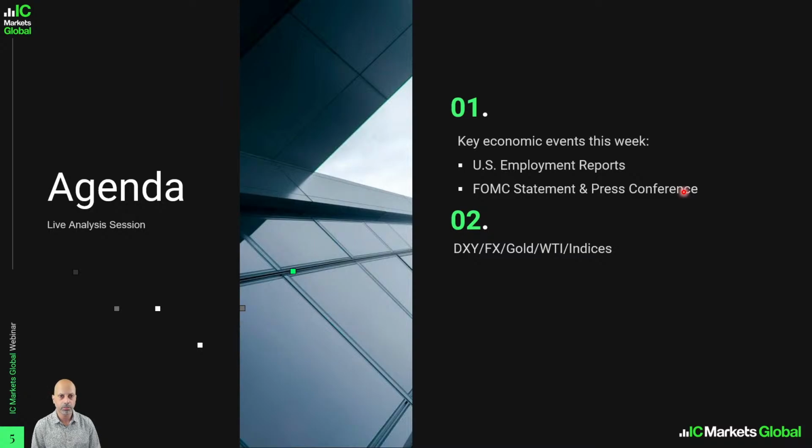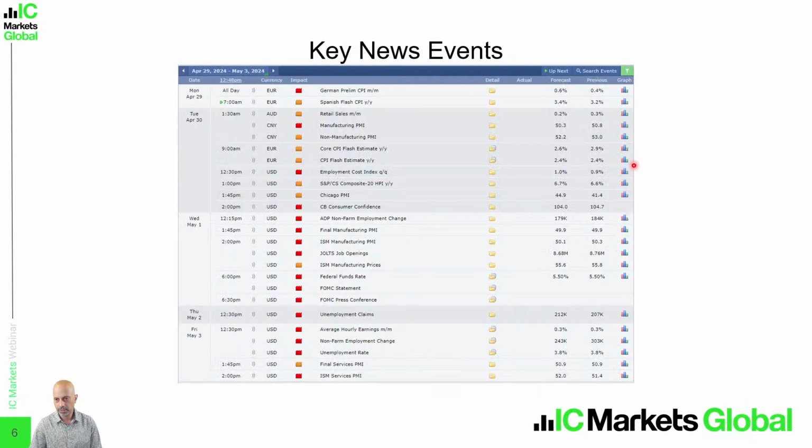The FOMC meeting runs from 30th of April and concludes on 1st of May, where the press statement will be released, followed by Chairman Jerome Powell's press conference as well. So in all, it's going to be a very volatile second half of the trading week. This is the calendar from Forex Factory. Take note, I'm on GMT time over here. As you can see, we've got a pretty full week of macroeconomic data.